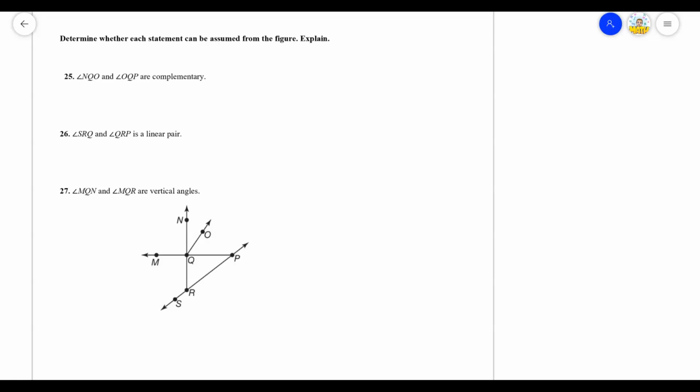Anything else, if I draw two lines and they go like this, well, you know that those are vertical angles right there. Those two green angles, they're vertical. That's the definition of vertical angles. But we want to be careful about assuming anything's 90 degrees just because it looks as such.